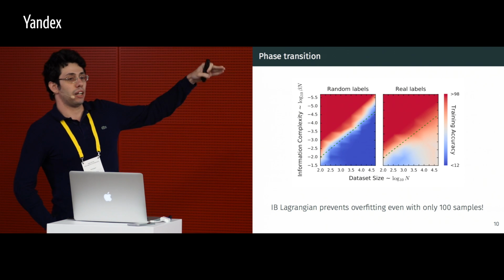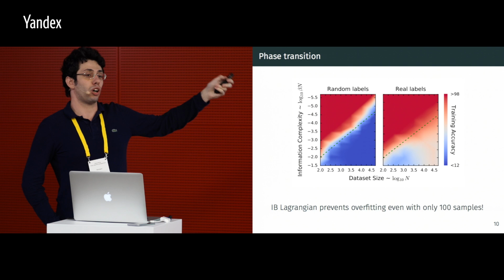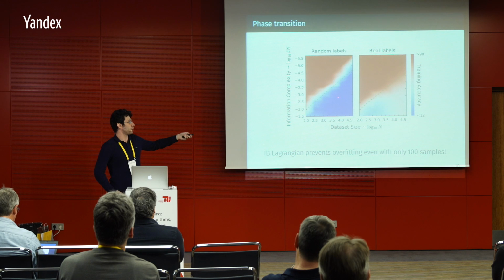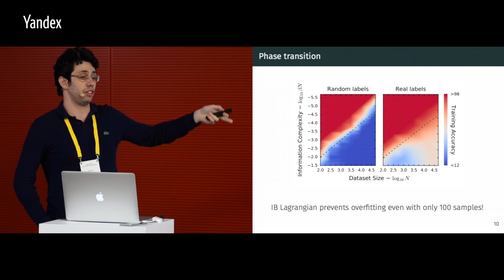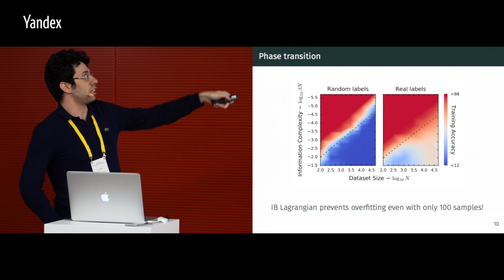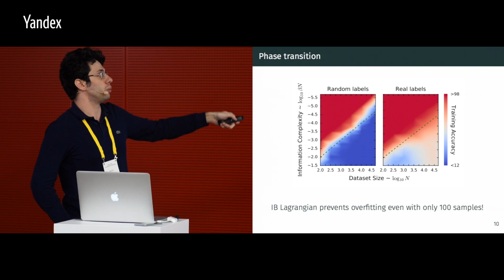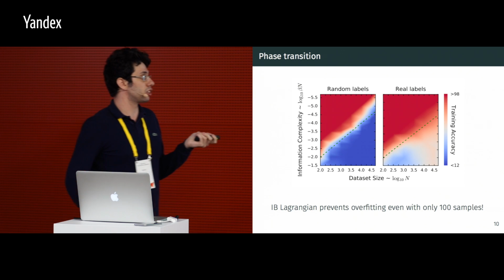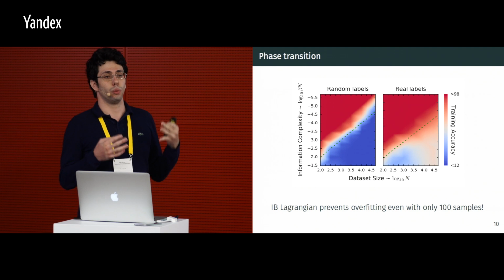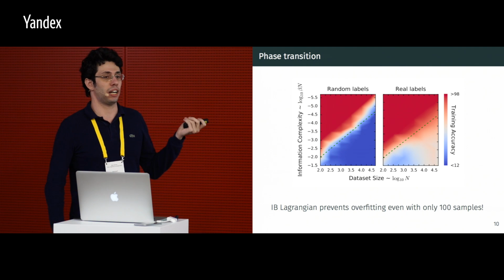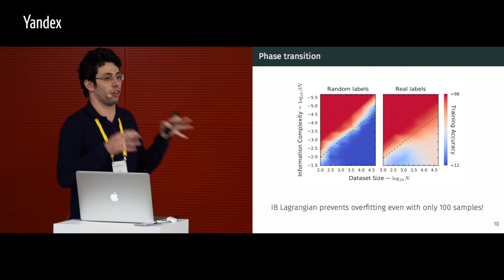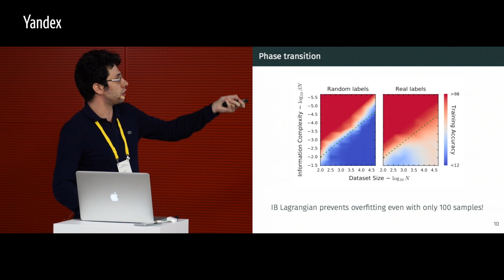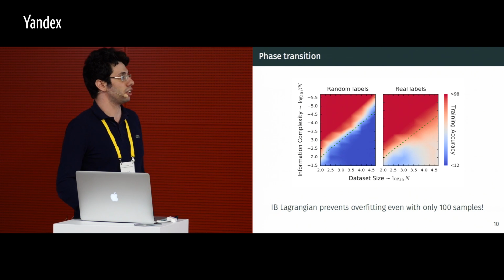Below the critical value of the regularizer, beta equal to 1, the neural network always overfits to random labels. When the regularizer is stronger than 1, the neural network never overfits to random labels. And the critical phase transition happens exactly at beta equal to 1, which is the dashed line here. And I would also like to notice that this works even if the dataset size is just 100 samples. So this particular regularizer can prevent overfitting for a real convolutional neural network, even with only 100 samples, and we can predict the transition between overfitting and underfitting.